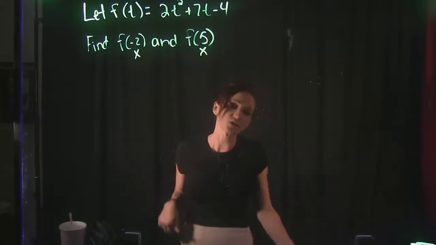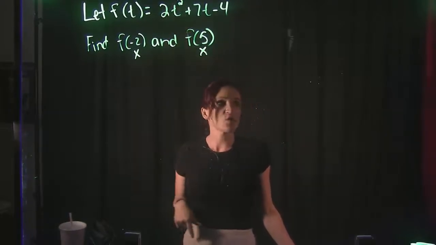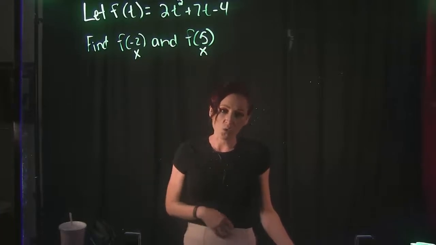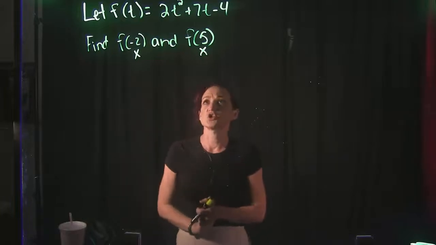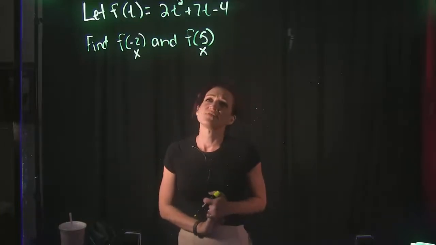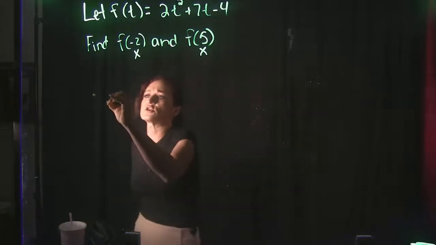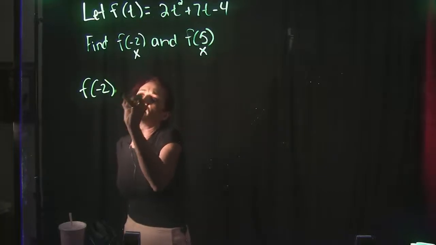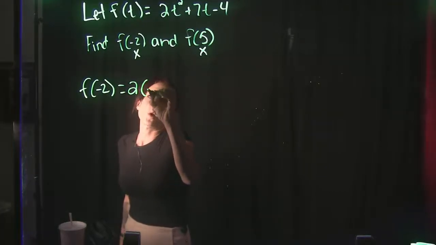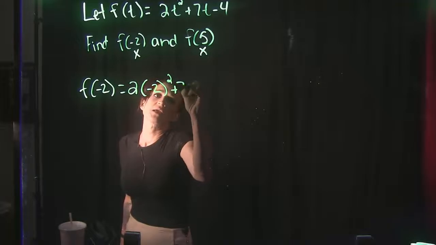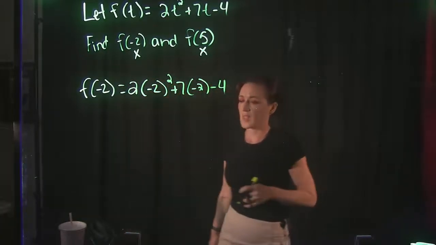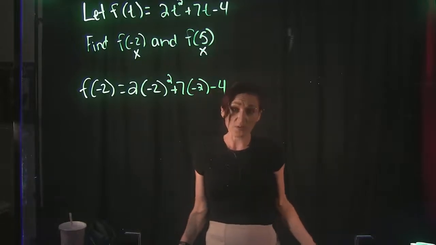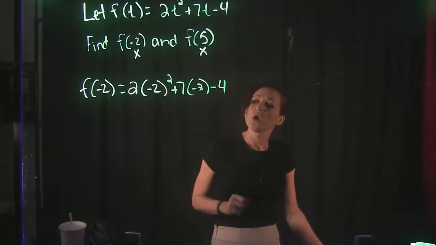We're going to take these values, we're going to plug it into our given equation, and then we are going to simplify it. So our equation is 2t squared plus 7t minus 4. So first it wants us to find f of negative 2. So what we're going to do is we're going to plug in negative 2 in for t, and then we're going to simplify.